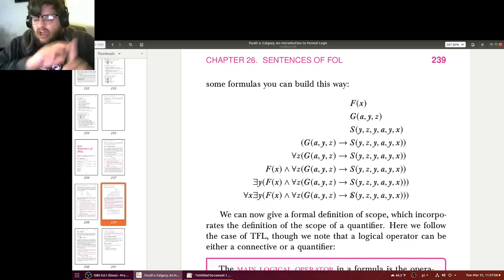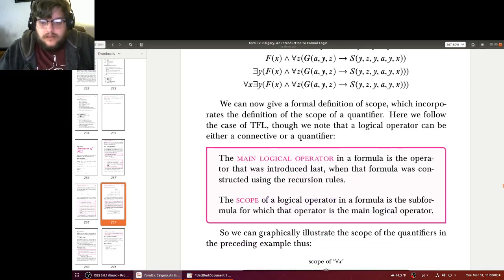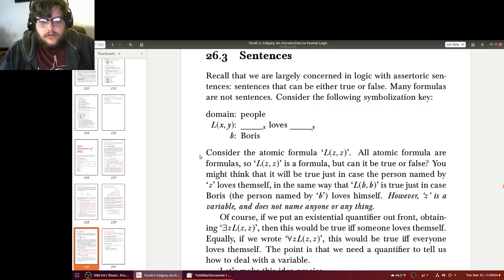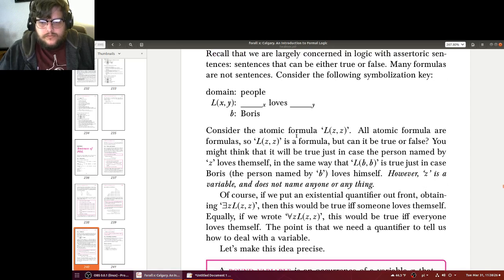Because F, G, and S could stand for anything, right? Any predicate. So they're formulas, but until we give them a meaning, whether they're true or not doesn't matter. So they look at this example. They say you need a domain for your variables to quantify over. Here's my predicate: x loves y, and b is a name. It's Boris.